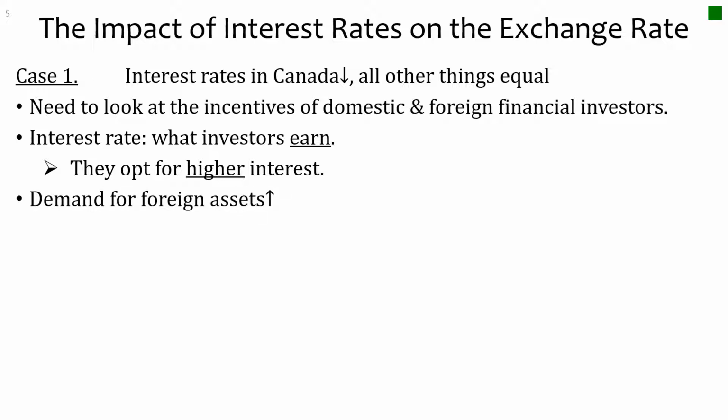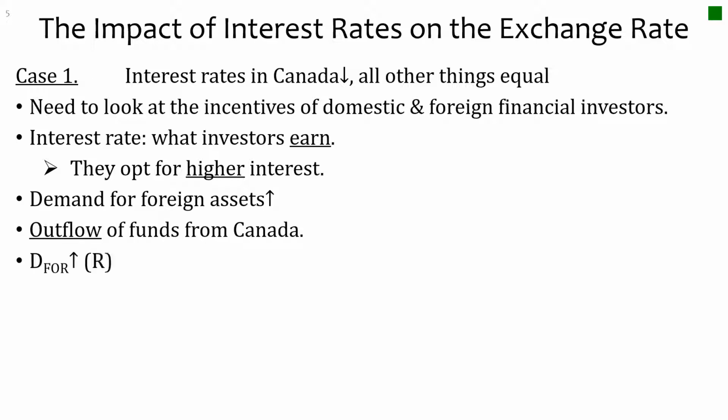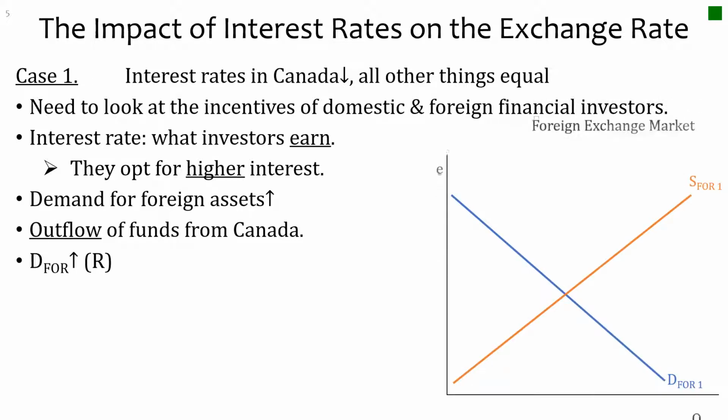In this case, the demand for foreign assets is going to increase because foreign assets pay them more interest compared to Canadian assets. Now, if they want to buy foreign assets, let's say foreign stocks and bonds, what are they going to need? What kind of currency do they need? They're going to need foreign currency, and that's going to be an outflow of funds from Canada, right? So if you do a graph for this, you would have the demand curve for foreign currency increasing and shifting to the right. So let's do that.